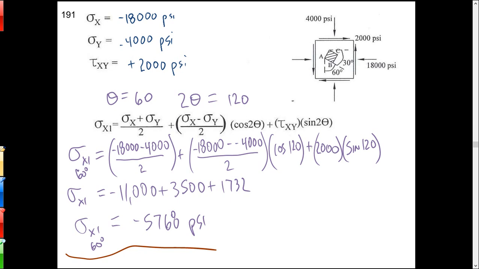All right, so that'll get you negative 5768 there. Now that's on the 60 degree plane, so that's plane AB. Keep in mind that this stress is normal to the plane. What that means is that stress is acting on plane AB, pushing normal to it. That's what that means.